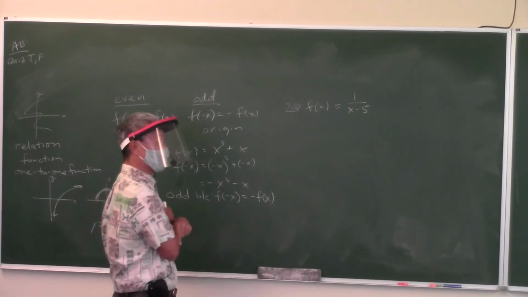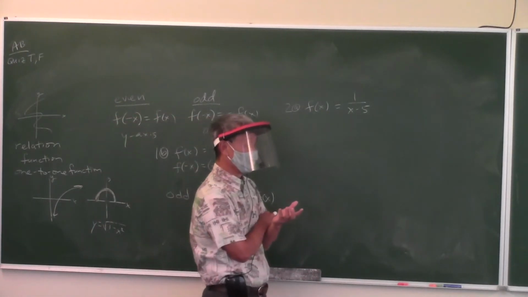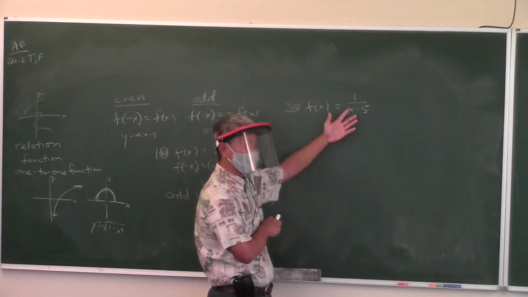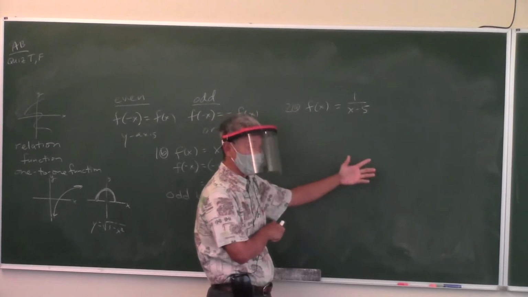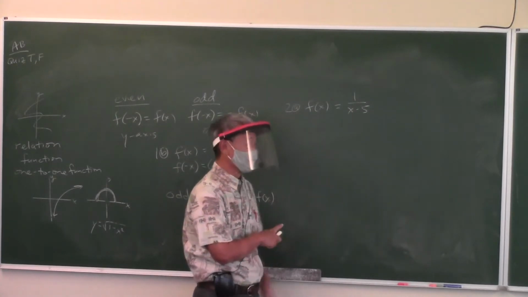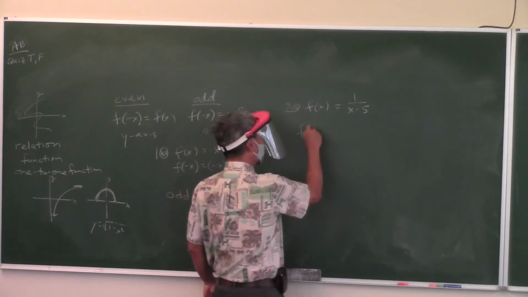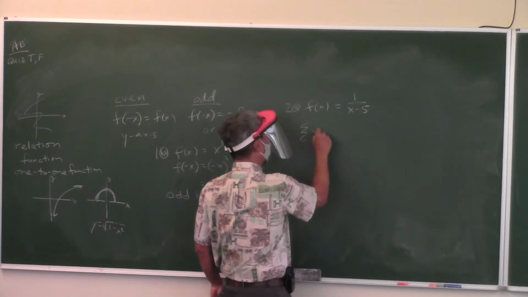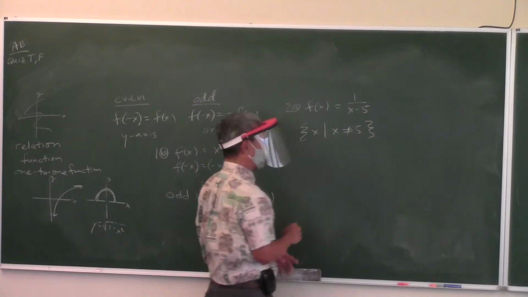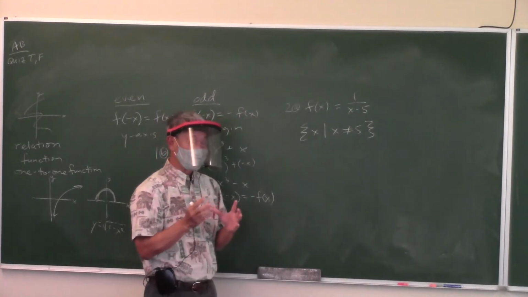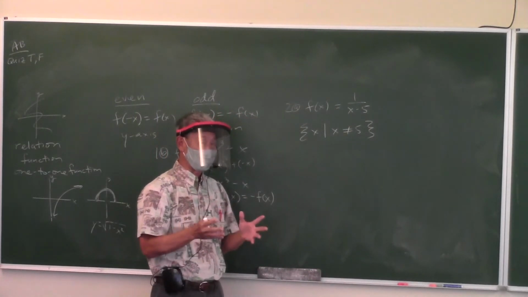Okay, how do you find the domain? When you have a fraction, you just have to make sure the denominator is not 0, because you cannot have 0 in the denominator. So the domain is the set of x such that x cannot equal 5. The reason I put a set there is because by definition, domain is a set.